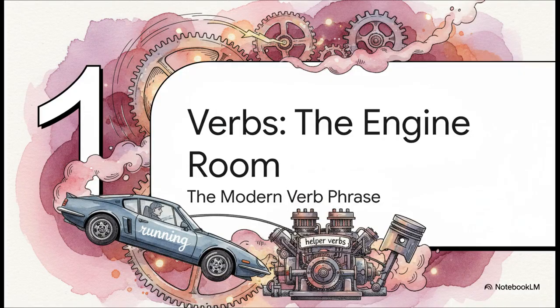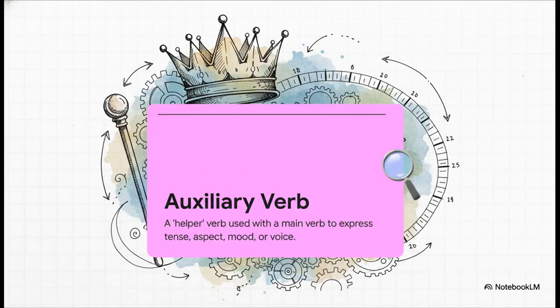Right, so that machine, it's what linguists call the verb phrase. Think of the main verb, the action, like running, as the car itself. But a car's not going anywhere without an engine, right? Well, in English, that engine is made up of some very special helper verbs. The official term for these helper verbs is auxiliary verbs.